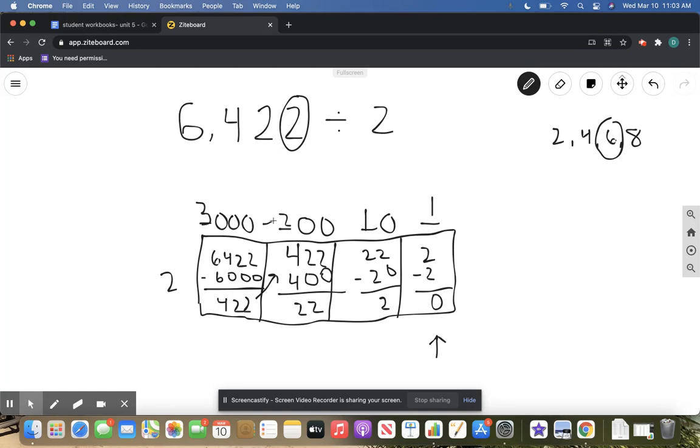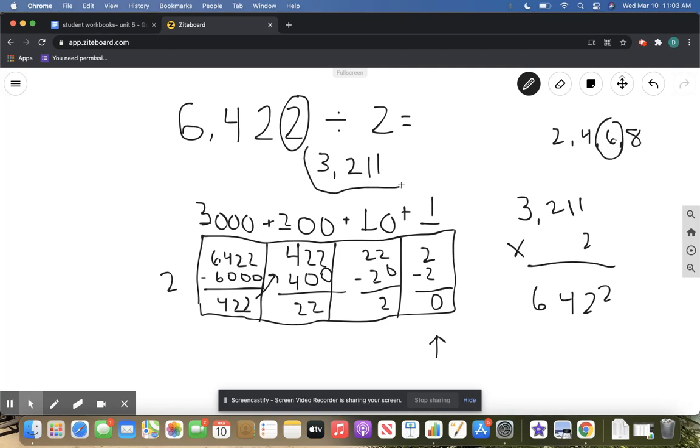So now I can add up these expanded forms of this number to come up with my answer. So the answer to 6,422 divided by 2 is 3,211. If I wanted to check my answer, I could always multiply on the side and see if I come up with 6,422 when I multiply by 2. And I do. So this is correct. This is my correct answer.